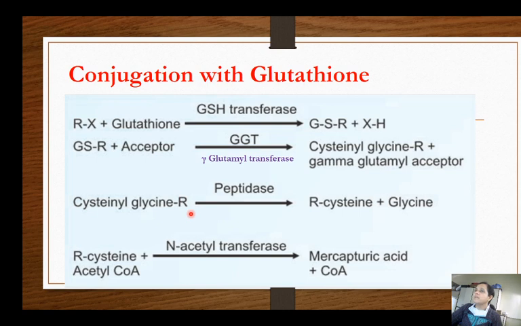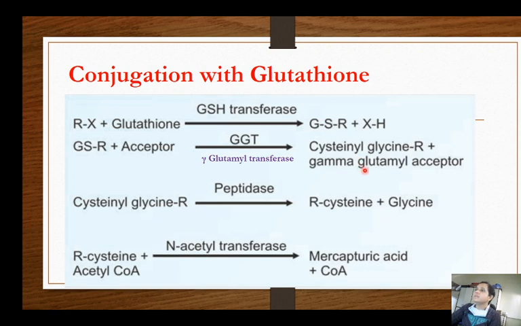The reaction goes like this. It occurs in different steps. In the first step, the glutathione combines with the active group containing xenobiotic. In the presence of the enzyme glutathione transferase, the xenobiotic gets transferred to glutathione, forming the glutathione xenobiotic. The active group is removed. In the next step, the glutathione xenobiotic is accepted by an acceptor in the presence of the enzyme GGT, that is gamma glutamyl transferase, to form cysteine glycine xenobiotic.